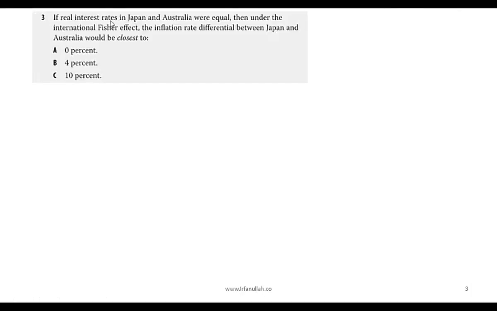Next, if real interest rates in Japan and Australia are equal, then under the international Fisher effect, the inflation rate differential between Japan and Australia will be closest to what? Remember, with the international Fisher effect, we say that the real interest rate is the same in both countries, and we say that the differential between interest rates and inflation rates is the same.